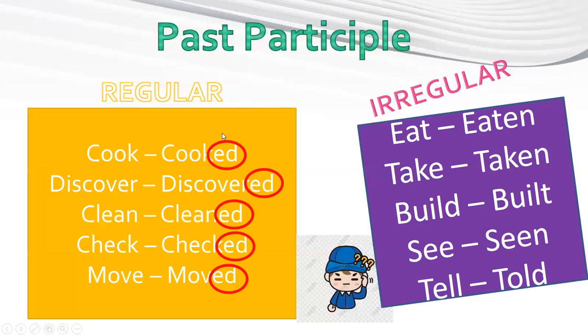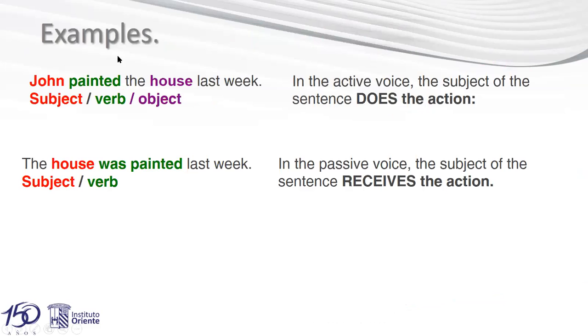Okay? Now, past participle. Remember, the past participle is divided in two categories. Regular: cook, cooked, discover, discovered, clean, cleaned, check, checked, move, moved. Okay, guys? Irregulars: eat, eaten, take, taken, see, seen, tell, told. Sorry, you have to practice. I recommend you to practice the irregular verbs as much as possible, please, okay? Now, these are the examples.